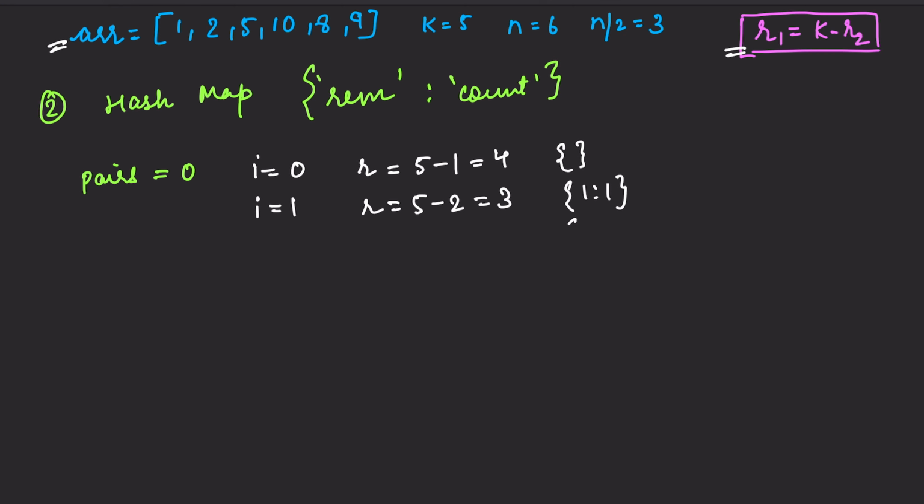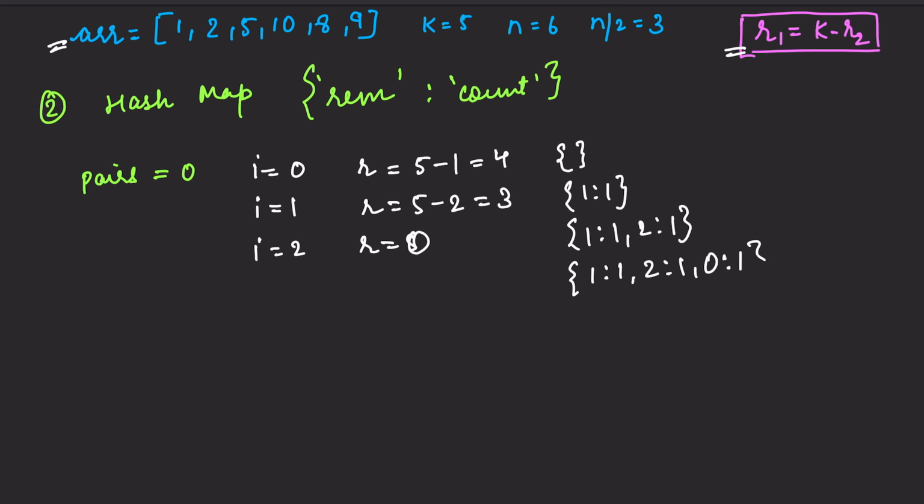No. So we add 2 to it and increase the count by 1. Now I equals 2. R will be equal to 0 in this case. So in case of zeros, as we know, we only check for the same remainder element. So we don't have zeros present either. We add it to the map and increase the count by 1.